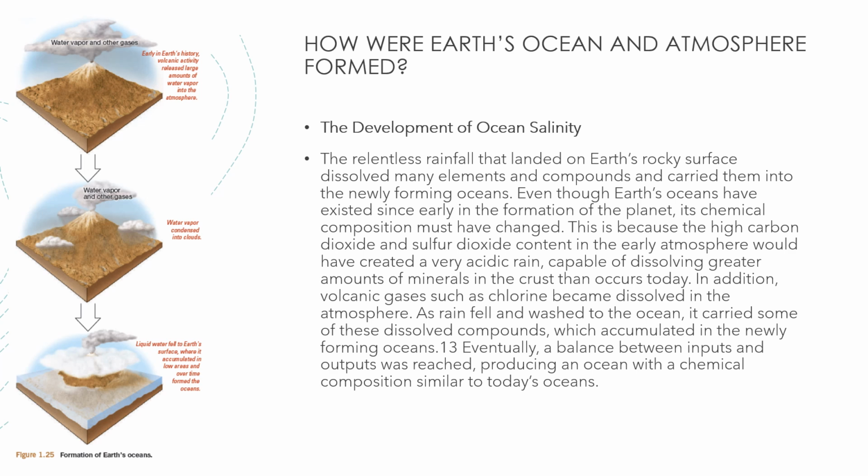In addition, volcanic gases such as chlorine became dissolved in the atmosphere. As rain fell and washed to the ocean, it carried some of these dissolved compounds, which accumulated in the newly forming oceans. Eventually, a balance between input and output was reached, producing an ocean with a chemical composition similar to today's oceans.